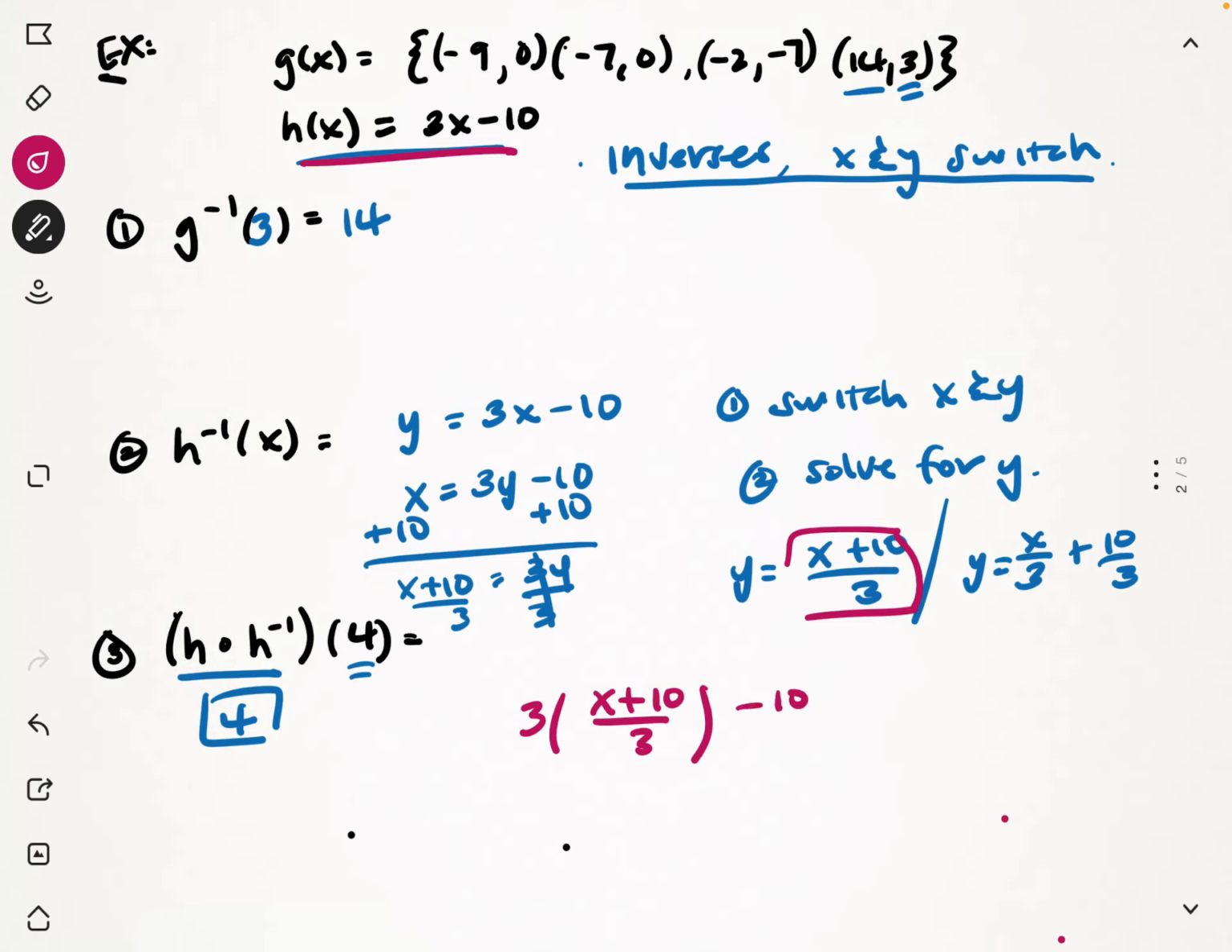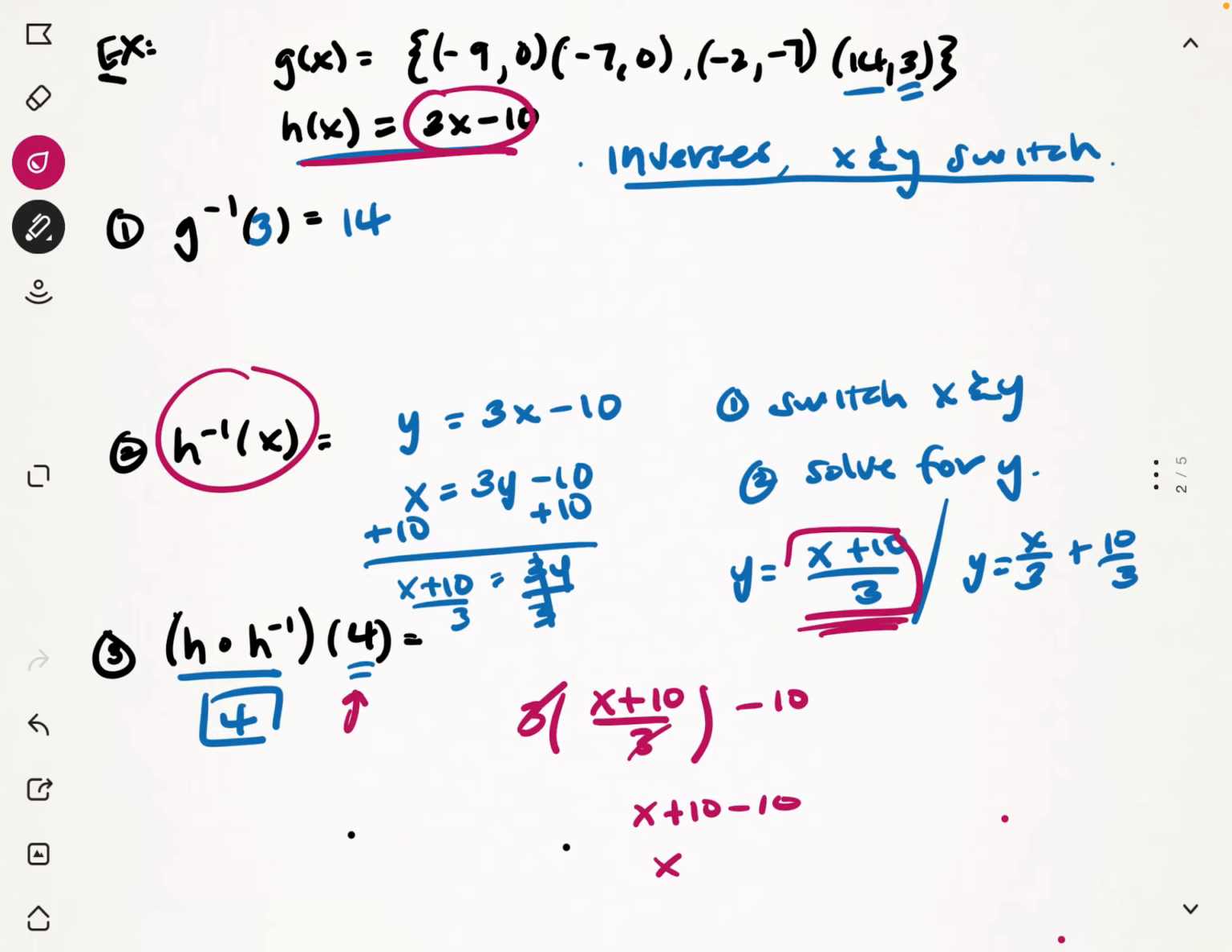Again, what we did was we took that as our outside function. We plugged in the inverse that we just found, right? h inverse of x is that thing. We plugged it in. Now look how nicely it simplifies. 3 divided by 3 is 1. There's no need for parentheses. x plus 10 minus 10 is x.